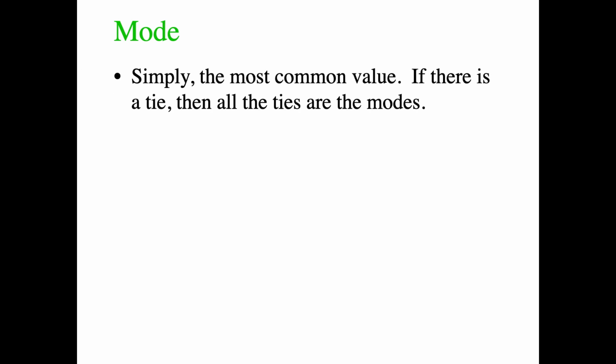Our third measure of central tendency is called the mode. And the mode is simply the most common value. And if you have a tie, then all of the ties are the modes. So you can actually have more than one mode in a distribution. It just depends. If they're all tied for first, the most common value, they're all the modes. Okay, so the most common value is the mode. If there is a tie, then all the ties are the mode.